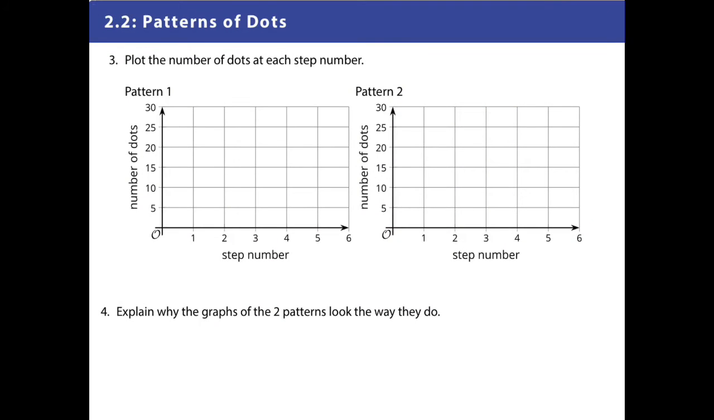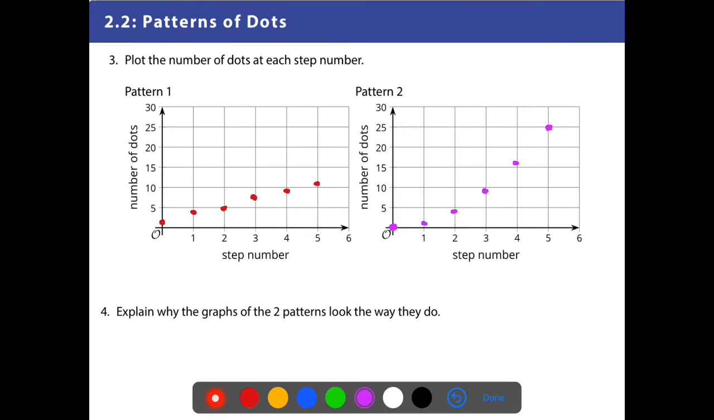Example 2, number 3, plot the number of dots at each step number. So try it for yourself and then unpause the video again, but here's what I got. And so number 4, explain why the graphs of the 2 patterns look the way they do.